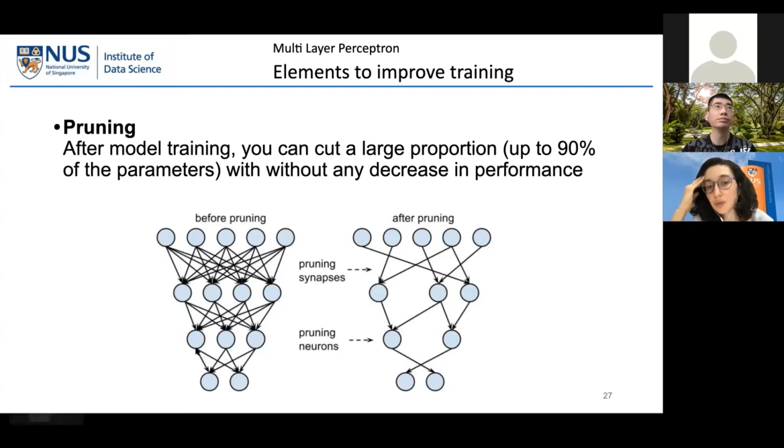But maybe after training, you can do some sensitivity analysis to check which weights, which nodes, which artificial neurons, are actually very important for your model. And by doing that, maybe you can see that, I don't know, maybe half of them are not very important. So you can remove them and then end up with a much sparser network that still has the same performance.